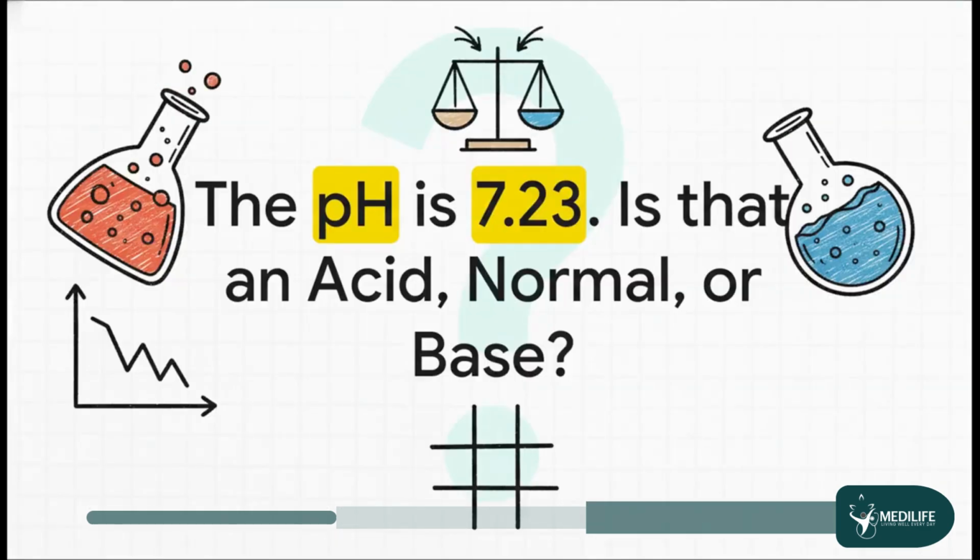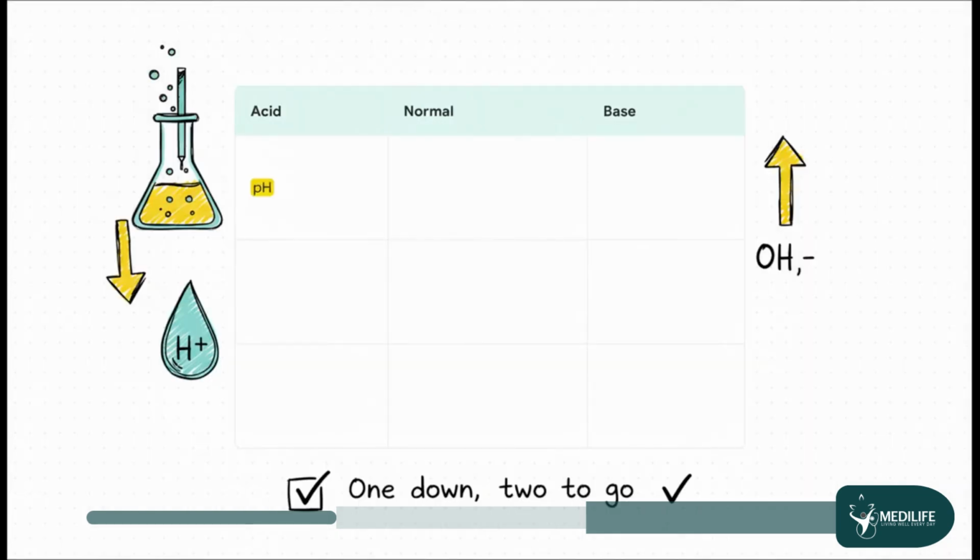Okay, first move. The patient's pH is 7.23. Now think back to our normal range of 7.35 to 7.45. Where does this first piece go on the board? Yep, you got it. Since 7.23 is lower than 7.35, it falls right into the acid column. So we'll put our pH right there. See? 1 down, 2 to go.